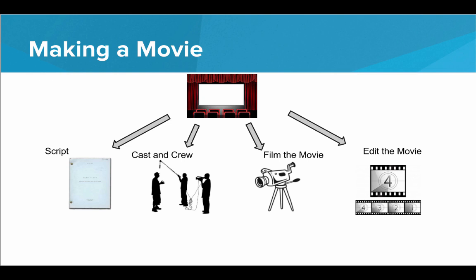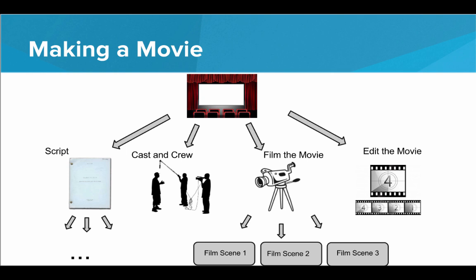But each of those are pretty big tasks in and of themselves. We can break those down even further. So for filming the movie, we might break that down into filming scene one, and filming scene two, and filming scene three. And we can break the script down into scripting the different scenes. Eventually, we get to a task so simple that we can do it with one function.